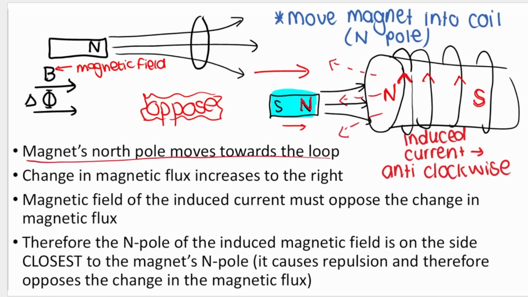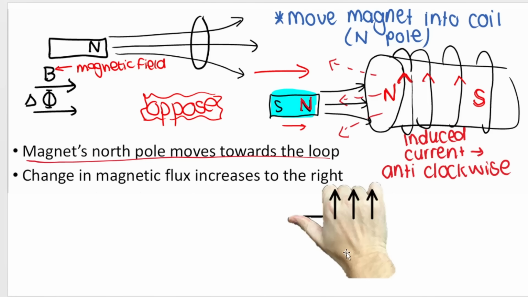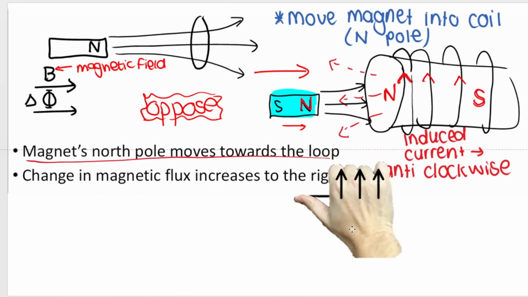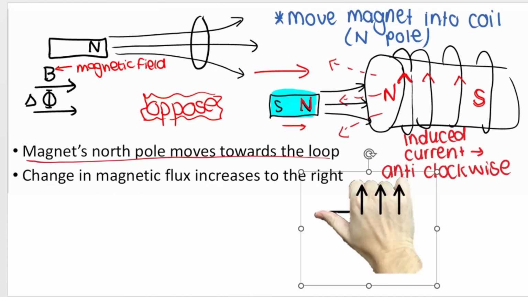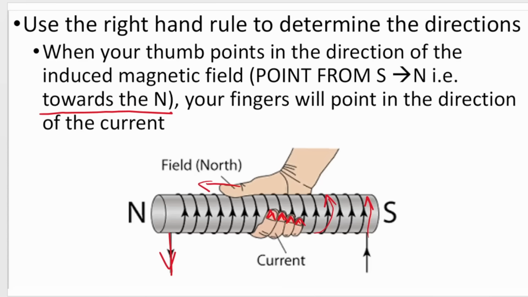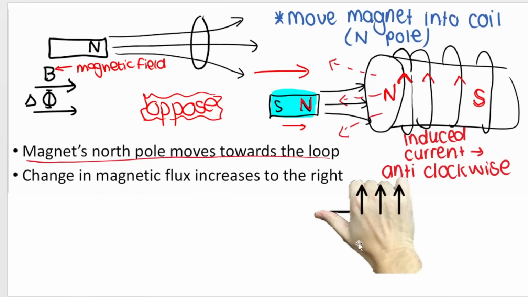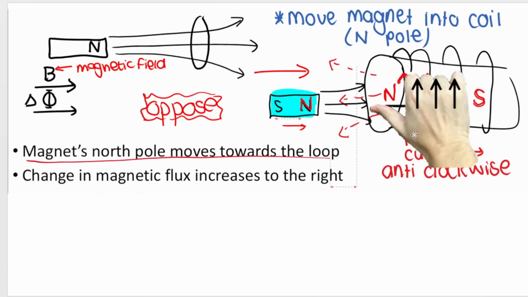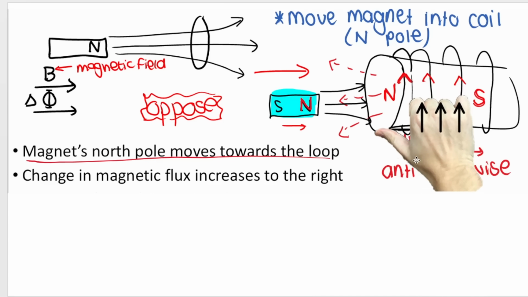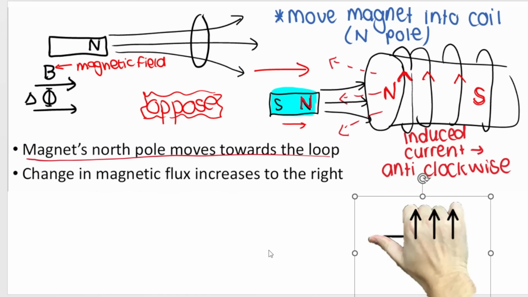Then we use our right hand rule to work out the direction of the induced current. So remember, the right hand rule says that you use your right hand, not your left hand. Your thumb must point towards the north. So look at this right hand, hold up your right hand right now, and you'll see that if you point your thumb towards the north, so your thumb must be pointing left, just like this picture over here. If your thumb points towards the north, look which way your fingers are curling.